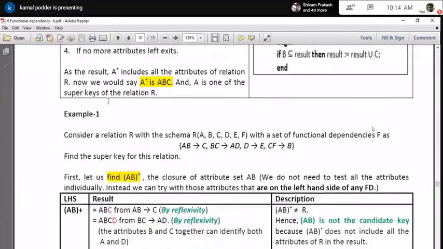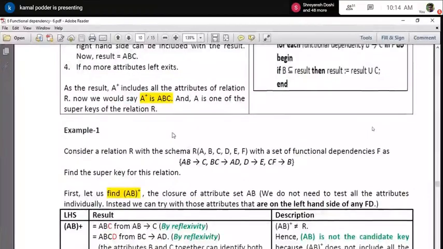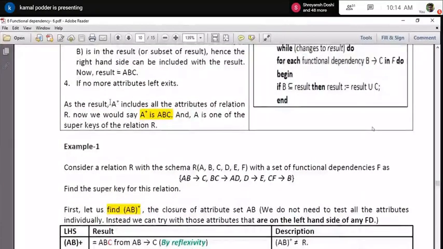But in this case we can say it is a super key as well as a candidate key, because there is only one attribute. So there cannot be any subset. So naturally, as the closure contains all the attributes, we can say A is a candidate key or super key. But these are different, mind it.